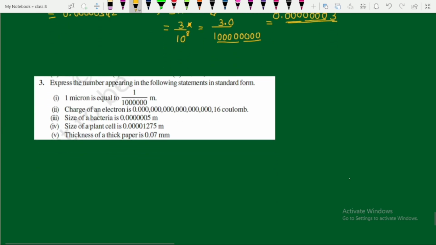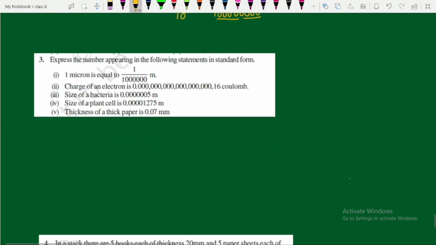Okay, so next question, question number 3. Yes, we are going to express the numbers appearing in the following statements in standard form. So in question number 3, the first one, it is given 1 micron is equal to, it is given 1 upon, so it is equal to, how many zeros are there? 6 zeros are there here. Okay, meter. So they told you to write this one in standard form. Yes, so this we can write as 1 upon 10, how many zeros?